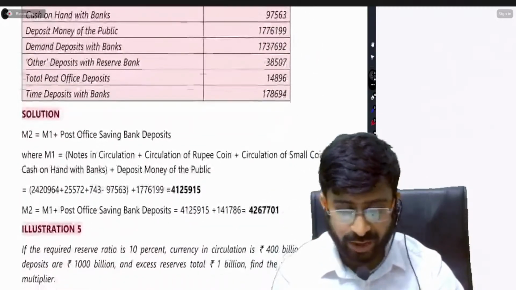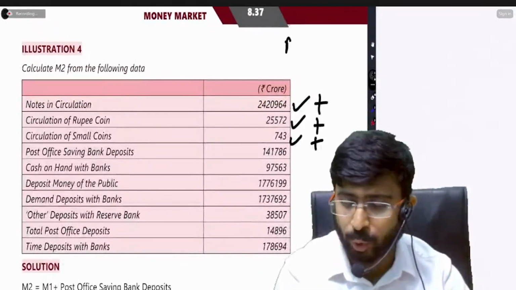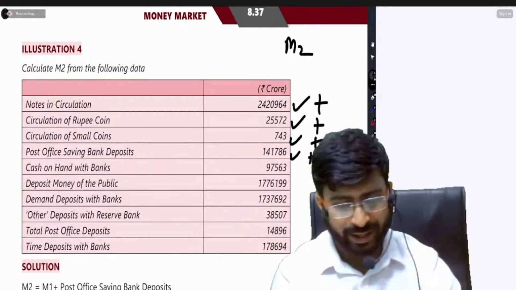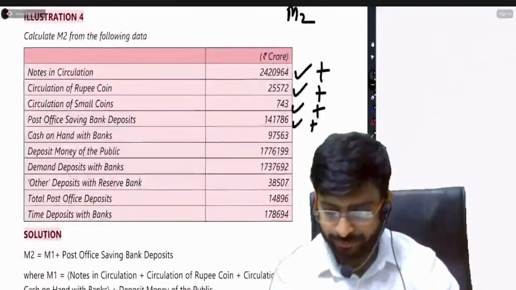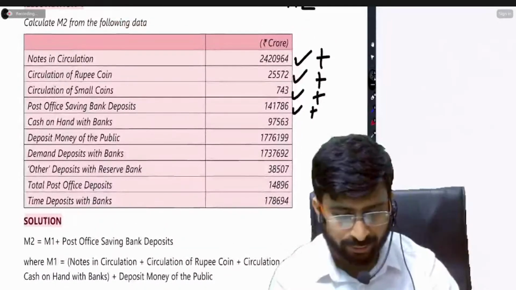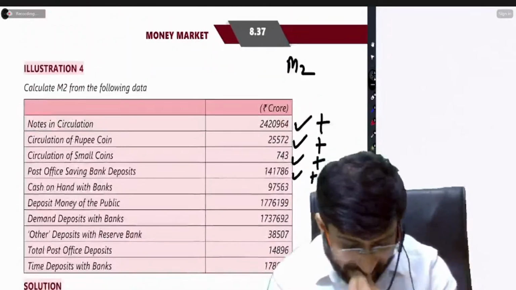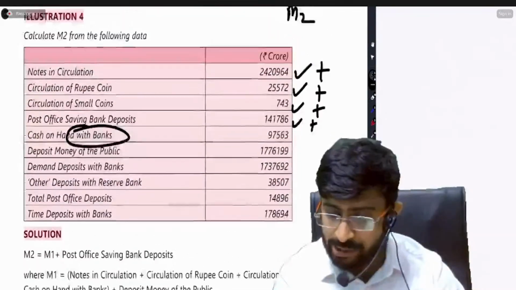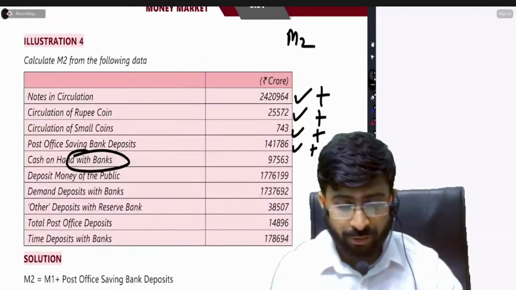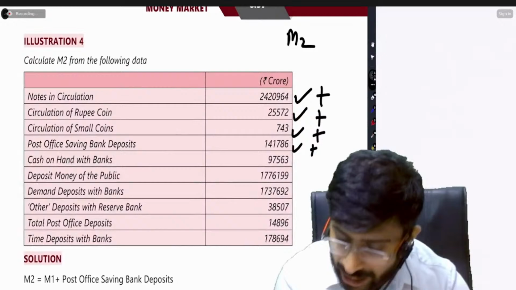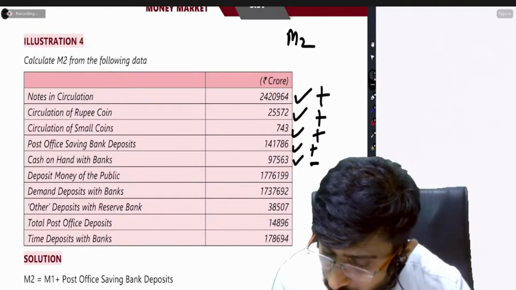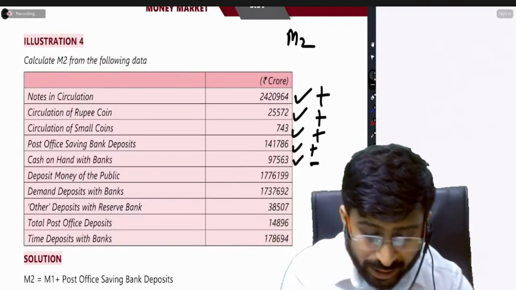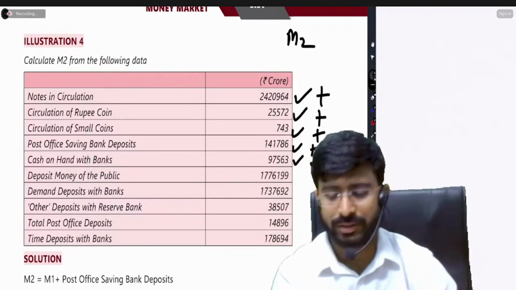Now, first we will compute. We are computing M2. So now this is included. Post office savings bank will definitely be included. Cash on hand with banks: remember, when calculating M2 or anything, cash on hand with banks is excluded. It will come, but it will be subtracted, not added, because it is money with the banks, not with the public.